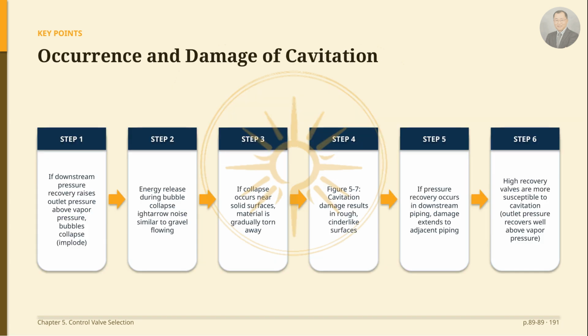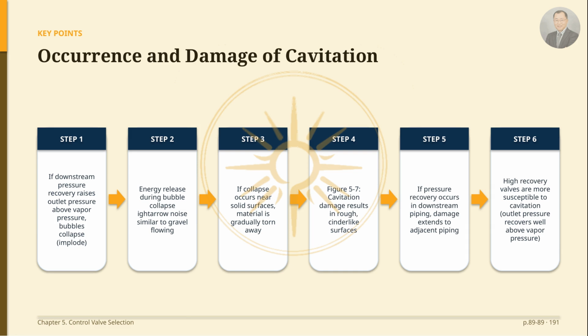Now I'd like to introduce how cavitation occurs and how it causes damage. Unlike the flashing we saw earlier, if the downstream pressure recovery is sufficient to raise the outlet pressure above the vapor pressure of the liquid, the bubbles will collapse or implode, resulting in cavitation. When these vapor bubbles collapse, energy is released, producing a noise similar to what you would expect if gravel were flowing through the valve.